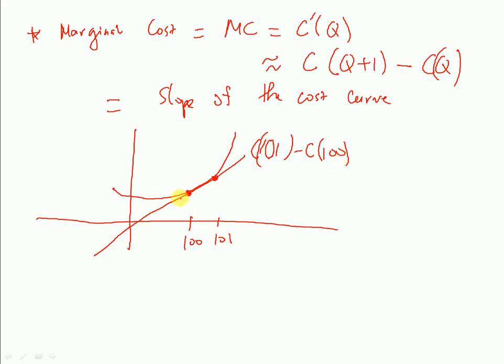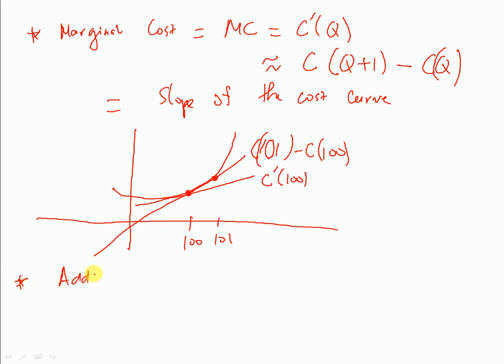Now, if I do the tangent line at the point 100, this is the tangent line or the derivative at the point 100. You see the two lines getting very close together here. It's basically the instantaneous rate of change at the point 100, so the slope of the cost curve is basically the marginal cost.